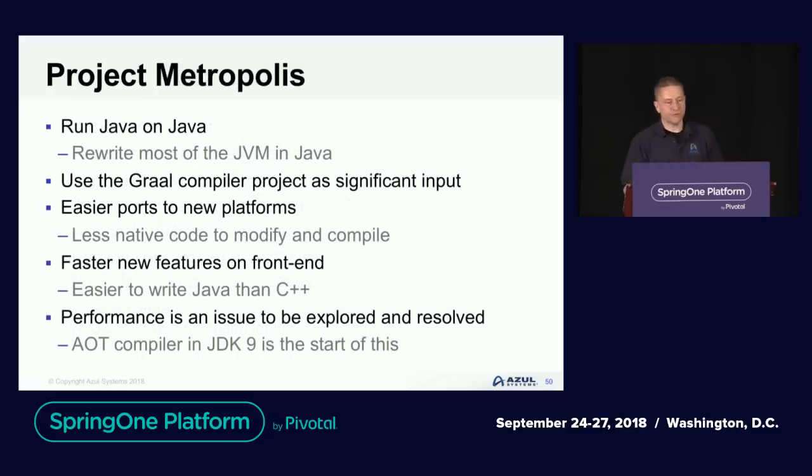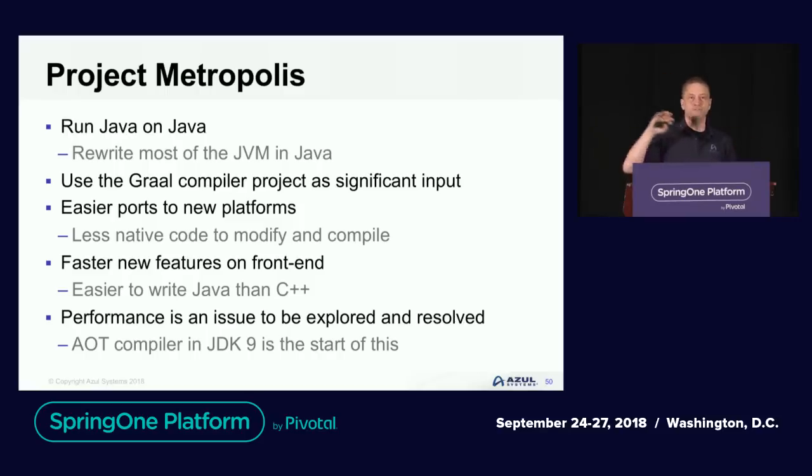Last one I want to talk about, Project Metropolis. This is essentially rewriting the JVM in Java. And of course, you think about that and you say, well, hang on, if I rewrite the JVM in Java, don't I need a JVM to run my JVM? Well, no, you don't, because you can compile the Java into native instructions rather than bytecodes, and therefore you can just run it that way.